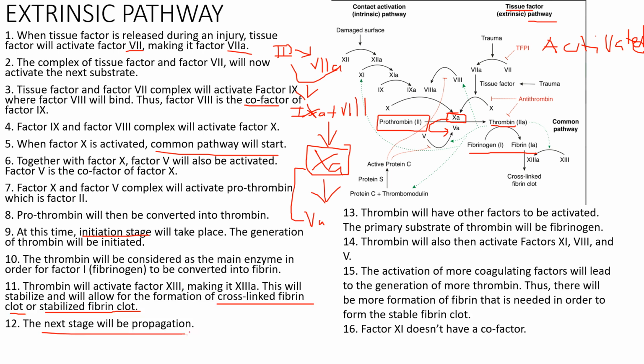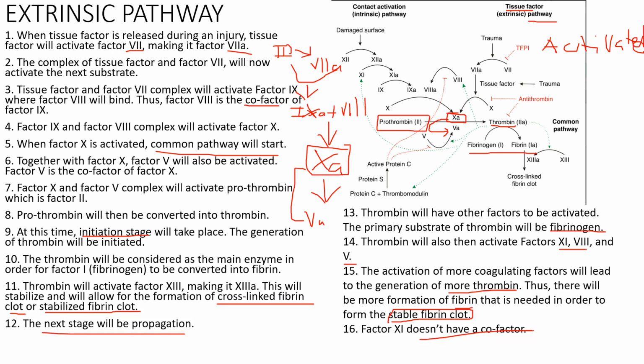Then the next stage would be propagation. Thrombin will have other factors to be activated. The primary substrate of thrombin will now be fibrinogen. Thrombin will also then activate factors 11, 8, and 5. The activation of more coagulating factors will lead to the generation of more thrombin. Thus, there will be more formation of fibrin that is needed in order to form your so-called stable fibrin clot. Take note that factor 11 doesn't have a cofactor. So that's your extrinsic pathway.